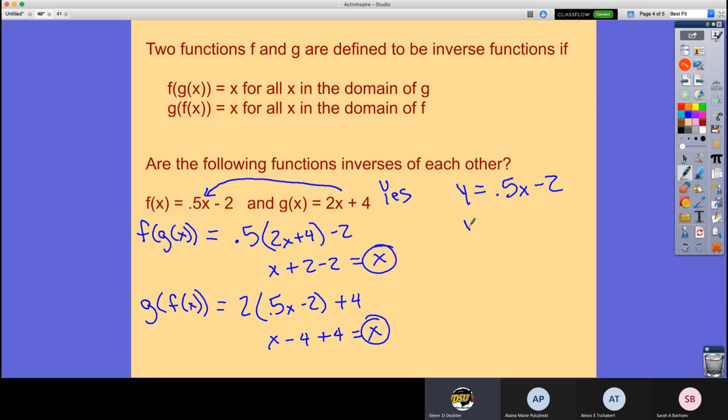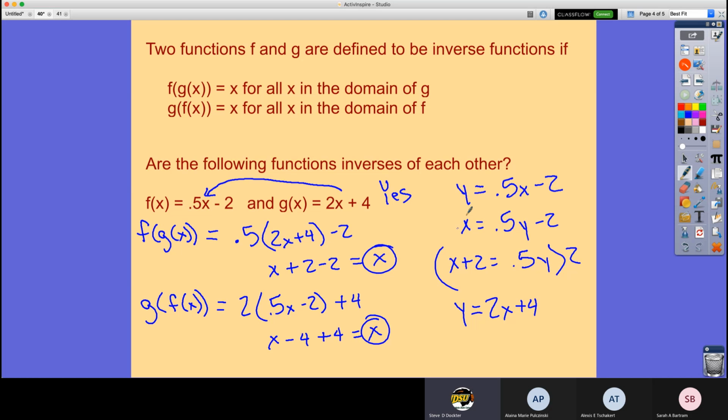Say we switch the x and the y here. And then we end up solving this thing for y. So we'd have to add the 2 over. And then to get rid of the 0.5, we're going to multiply by 2 there. So y equals 2x plus 4. Is that a way to prove that those are inverses of each other?